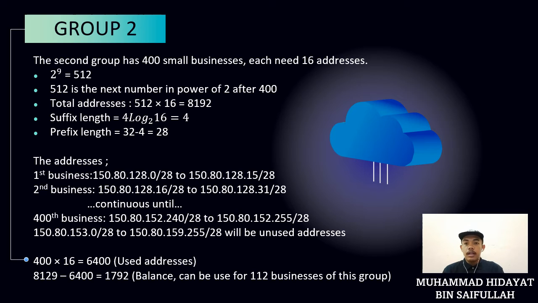The used addresses are 400 multiplied by 16, equal to 6,400. For the balance, 8,192 minus 6,400 equals 1,792. It can be used for 112 more businesses of this group.